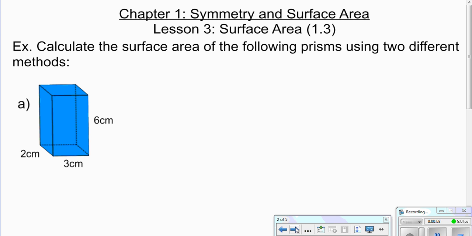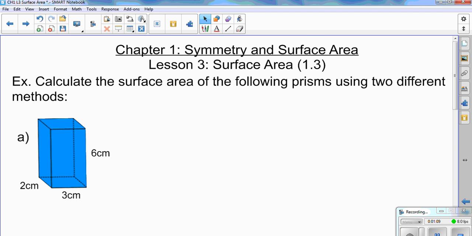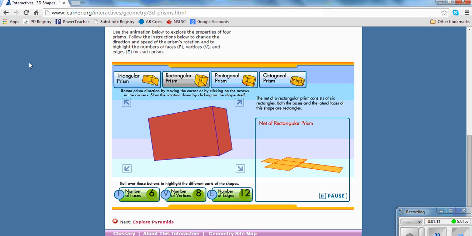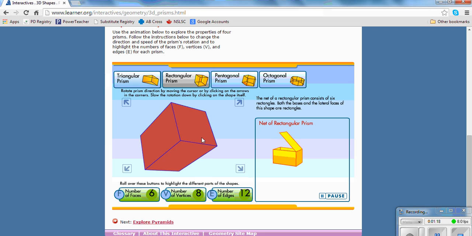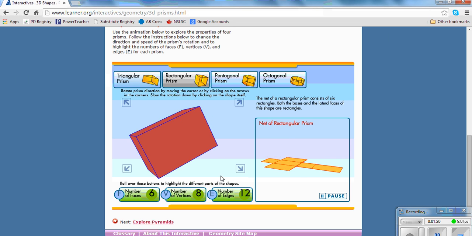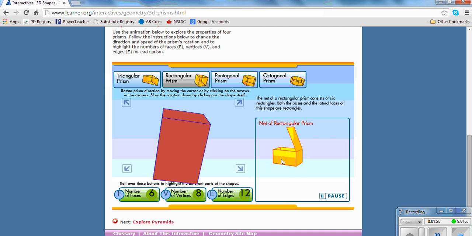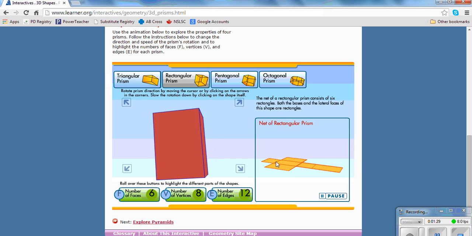So we are looking at a prism, and I want to show you a 3D model site that I found that I think is pretty helpful. I literally just Googled 3D interactive prisms, and this is the first site that came up, and I thought it was pretty good. I clicked on rectangular prism, and it's turning around in space. It's 3D, okay? And on the side here, you can see the net being built and unbuilt.